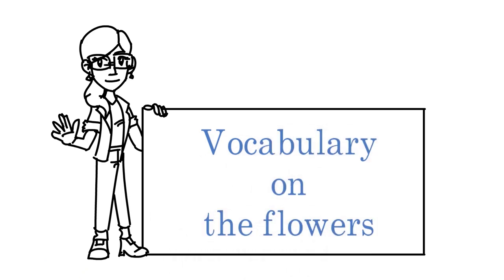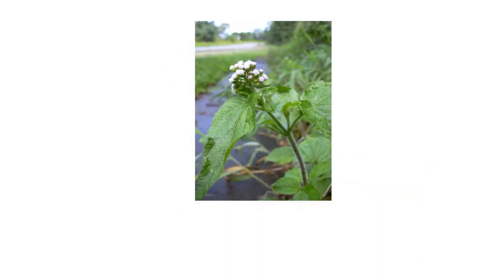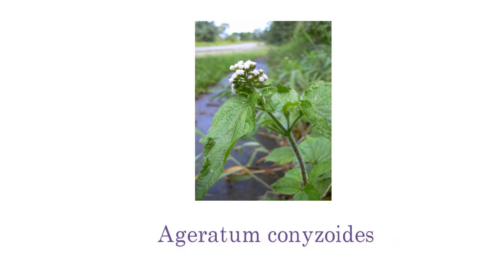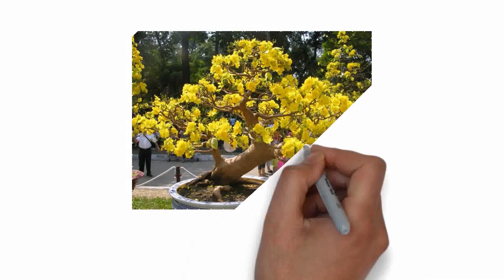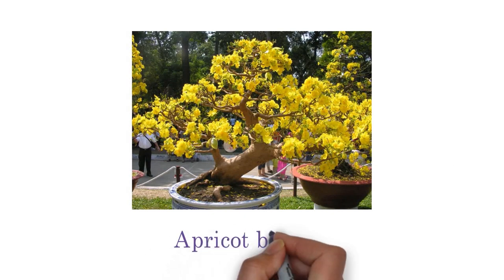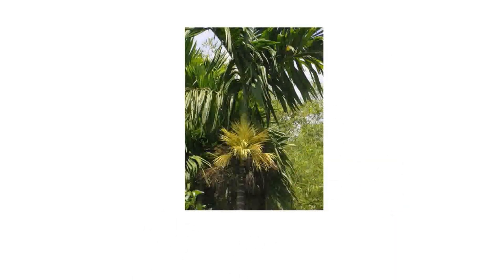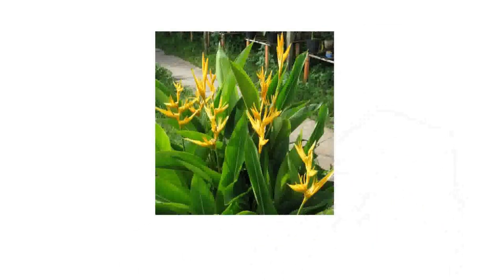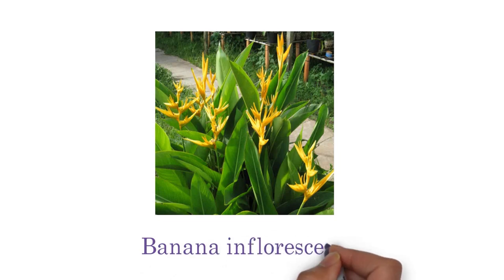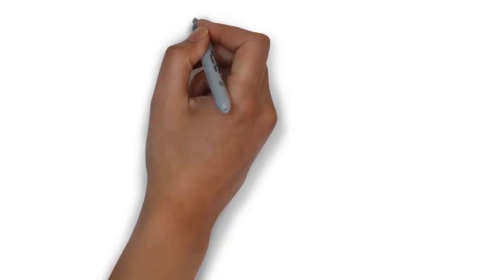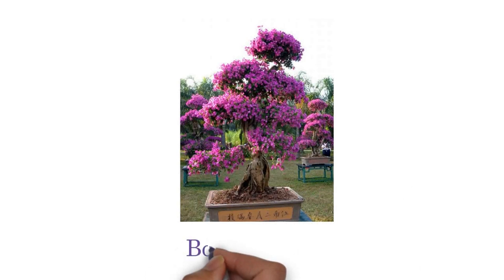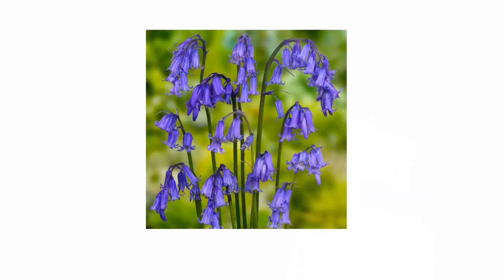Vocabulary on the flowers. Ageratum conyzoides. Apricot blossom. Erica spadix. Banana inflorescence. Bougainvillea. Bluebell.